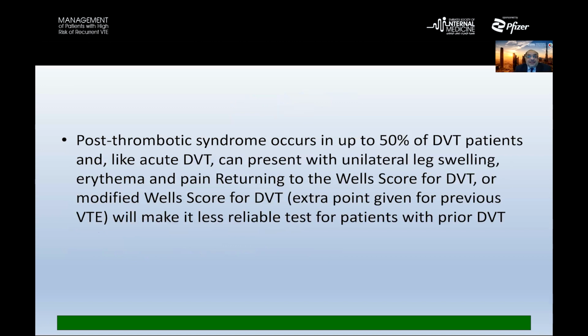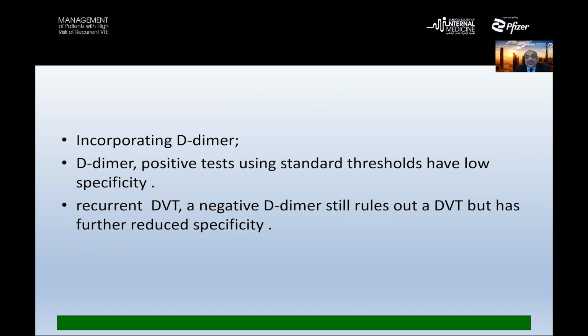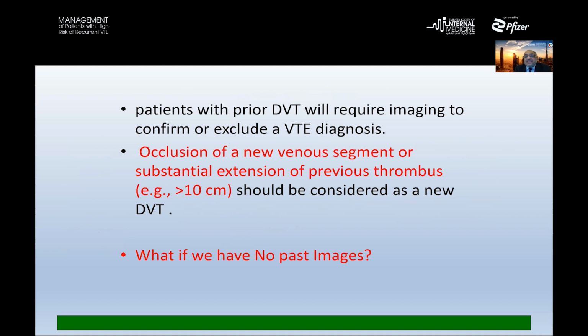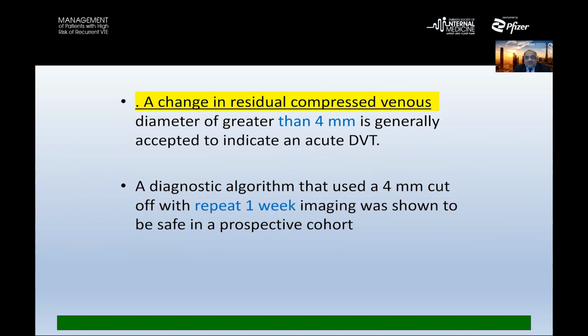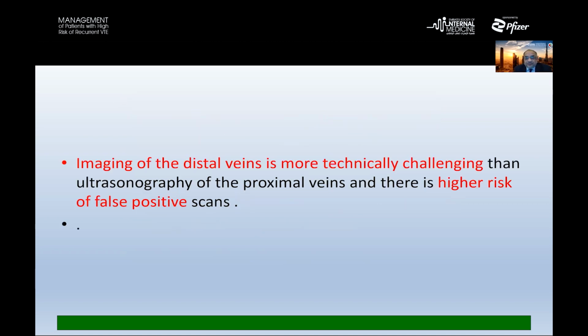So basically, this occurs in 50% of the patients who have had a DVT in the past. Post-thrombotic syndrome, we see a lot and we always have a problem, so we end up with the test. The negative D-dimer has some value, a positive has no value. Normally we say if the new segment is occluded more than 10 centimeters, it should be considered a new DVT. And if you can't compress more than 4 millimeters, it could be a new DVT. But again, it's very much operator dependent, very much experience dependent, and it's very difficult to say.